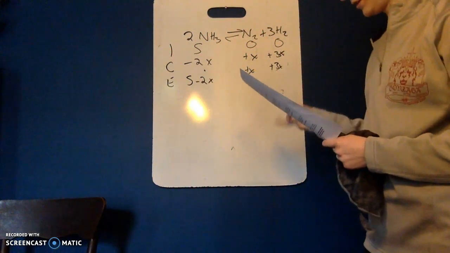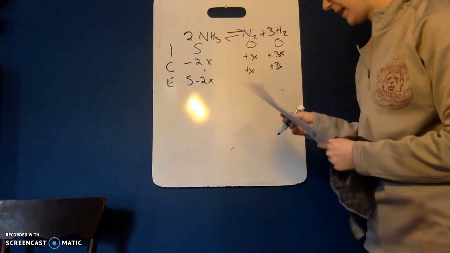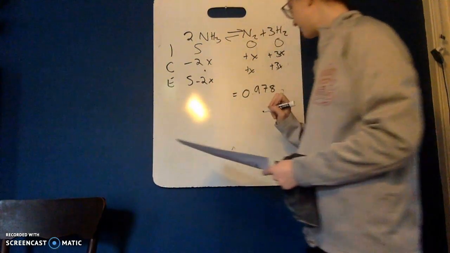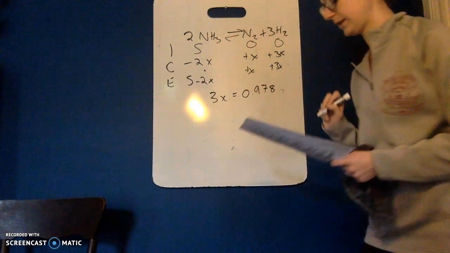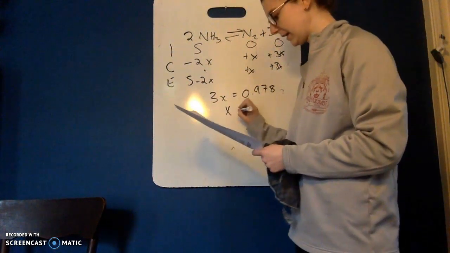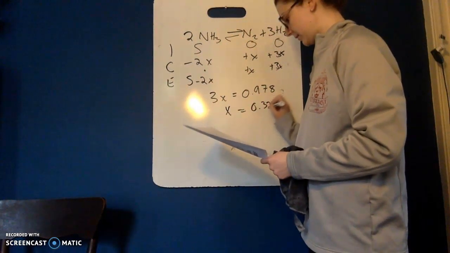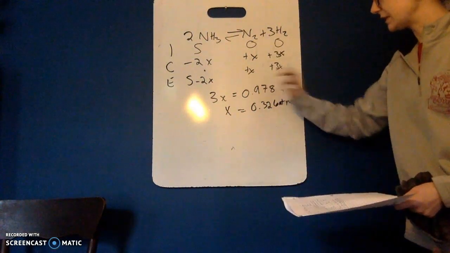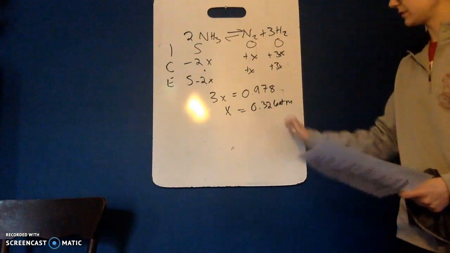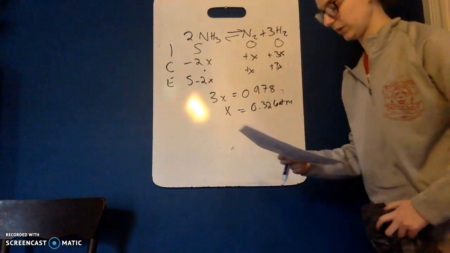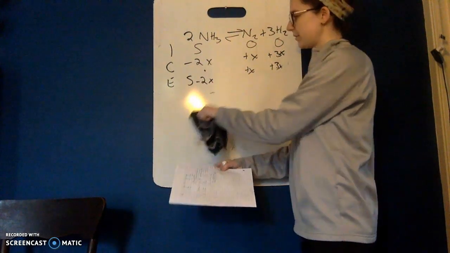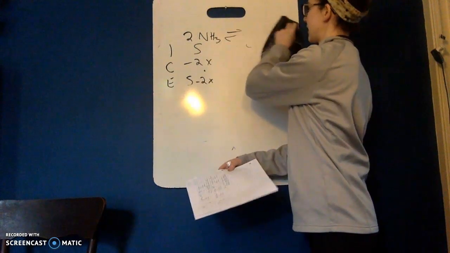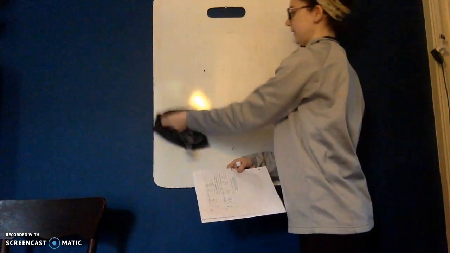I know that my pressure at equilibrium of H2 is equal to 0.978. So I do 3x equals 0.978. If I solve for x, I find that 0.326 atmospheres is x. The pressure of N2 is equal to x, so that means that 0.326 is the pressure of N2 at equilibrium. Okay, so you don't necessarily need a value here of your sample to figure out what x equals either. And you don't necessarily need the Kc value.